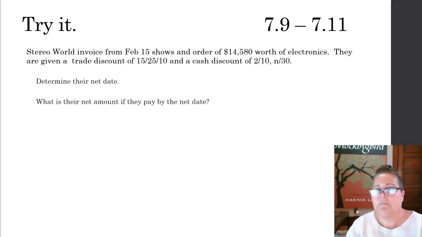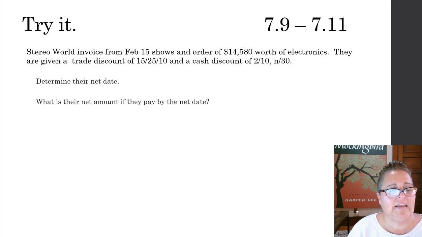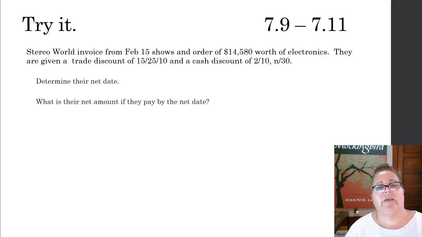So here we go. Stereo World invoice from February 15th. That's our invoice date. That's important. Shows an order of $14,580 worth of electronics. That $14,580 is our net price. They are given a trade discount of 15, 25, 10, and a cash discount of 2, 10, and 30.